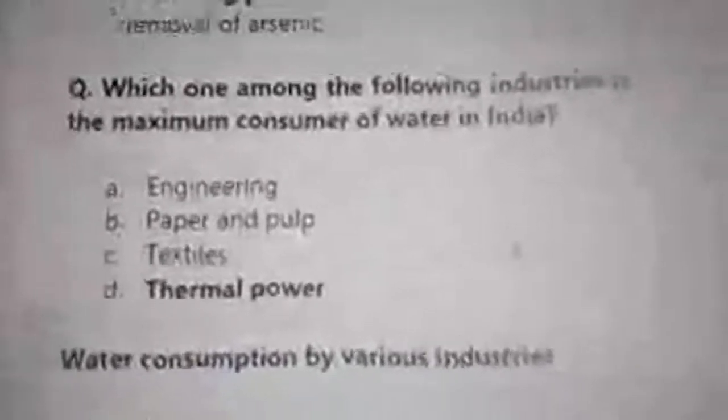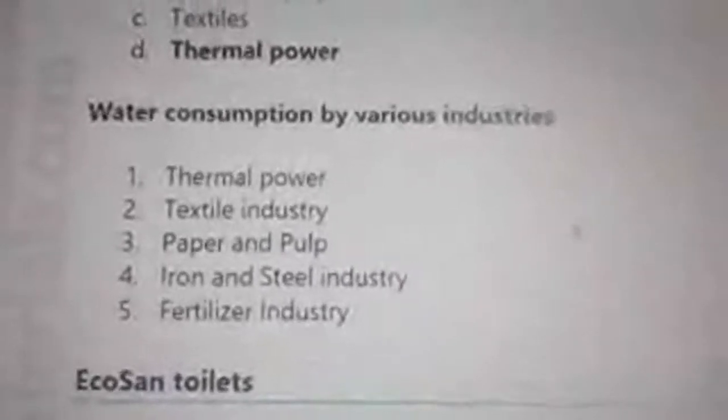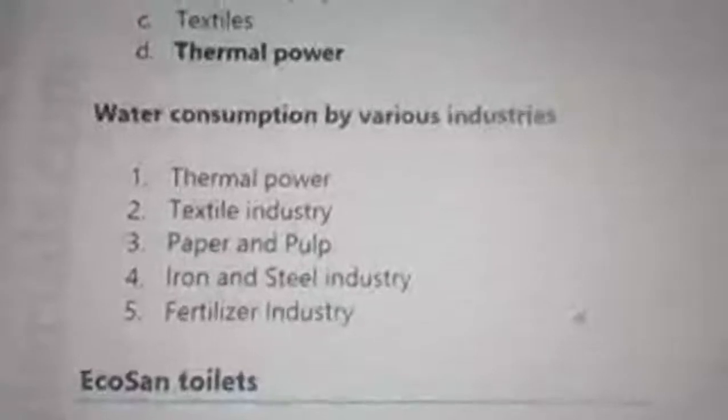Q. Which one among the following industries is the maximum consumer of water in India? A. Engineering. B. Paper and pulp. C. Textiles. D. Thermal power. Water consumption by various industries: 1. Thermal power. 2. Textile industry. 3. Paper and pulp. 4. Iron and steel industry. 5.